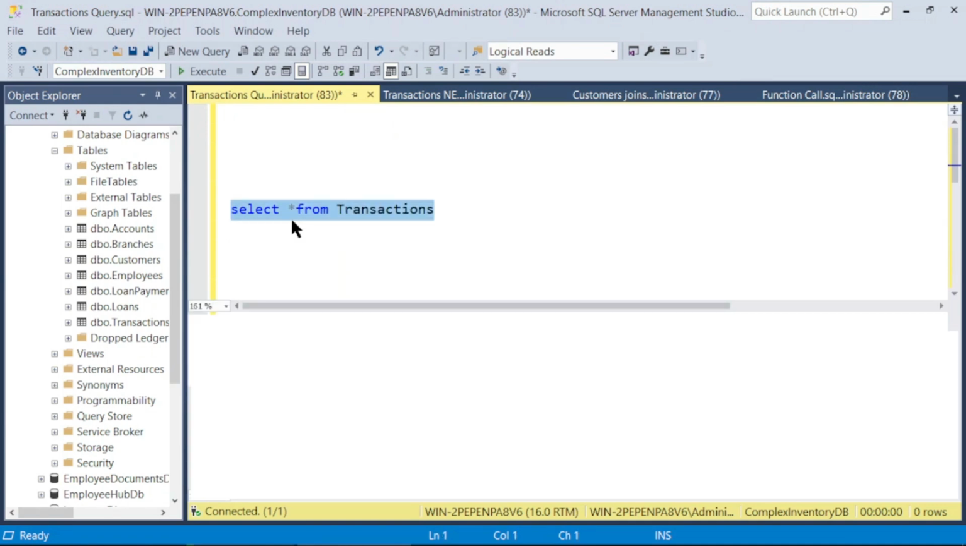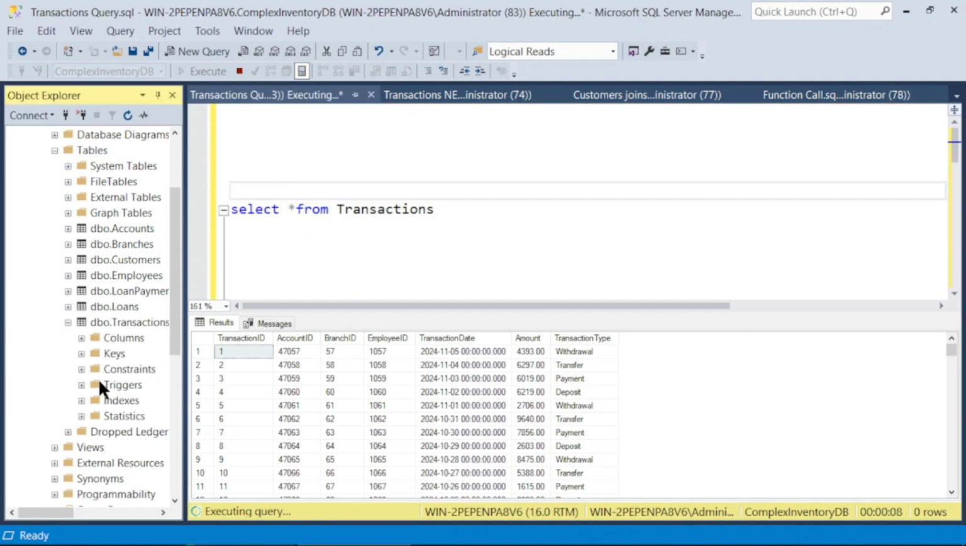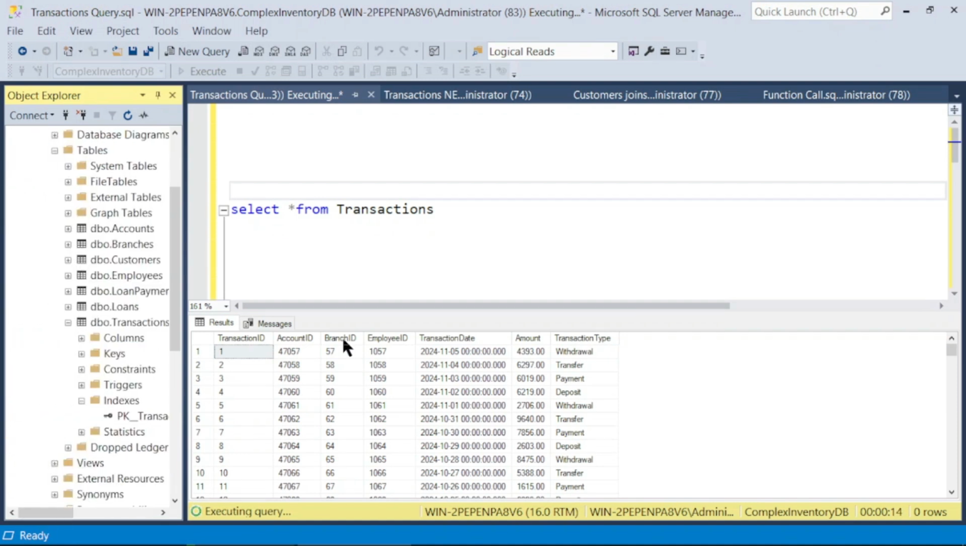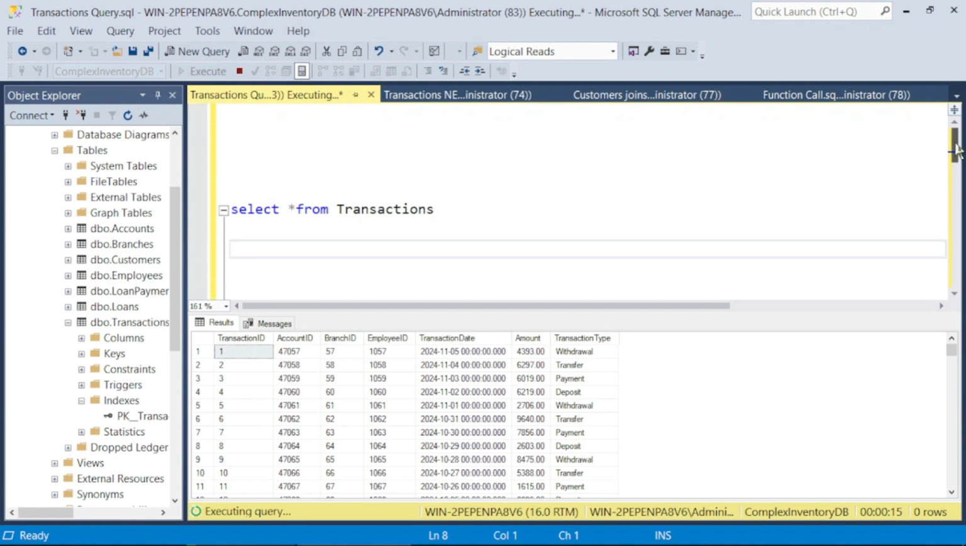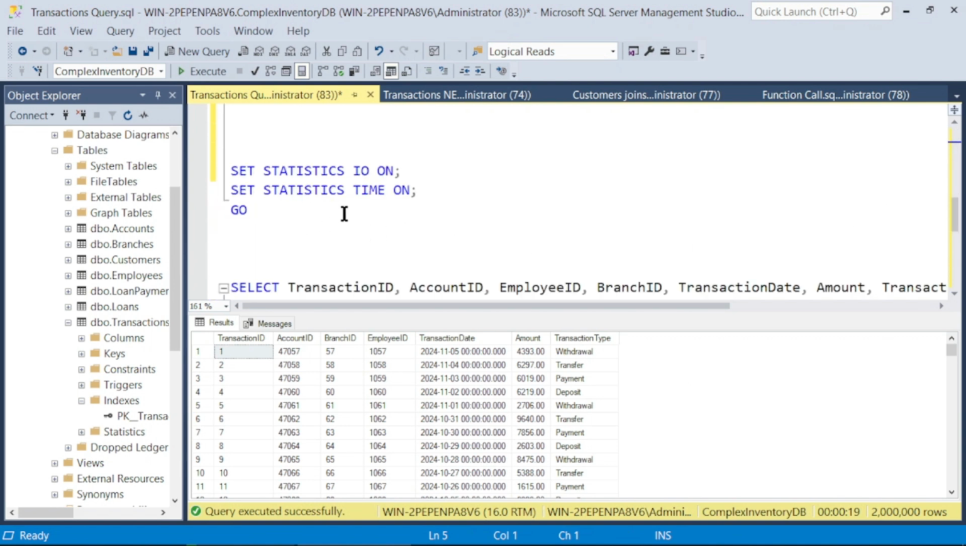Let's assume our transaction table contains around 2 million rows. The clustered primary key is transaction ID, which means the table is physically stored in the order of transaction ID. Notice we do not have an index on branch ID. That small detail is going to make a big difference when SQL Server executes our query.